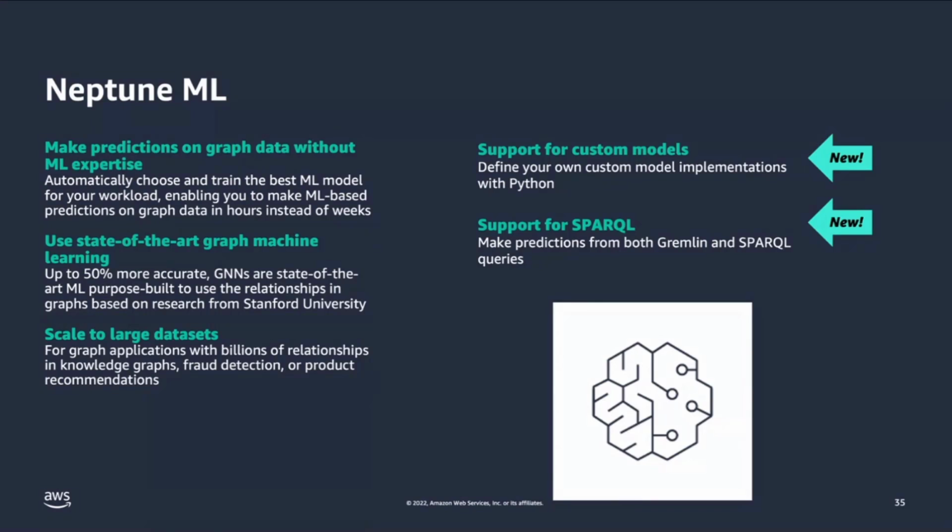Neptune ML went GA about a year ago, and recently we have added support for custom models, which allows customers that have expertise already in GNNs to build their own custom model implementations in Python, but still be able to use that with the rest of the Neptune ML framework. And we added support for SPARQL. So now, whether you're using Property Graph or RDF, you can use Neptune ML to enable machine learning-based predictions on that graph data.